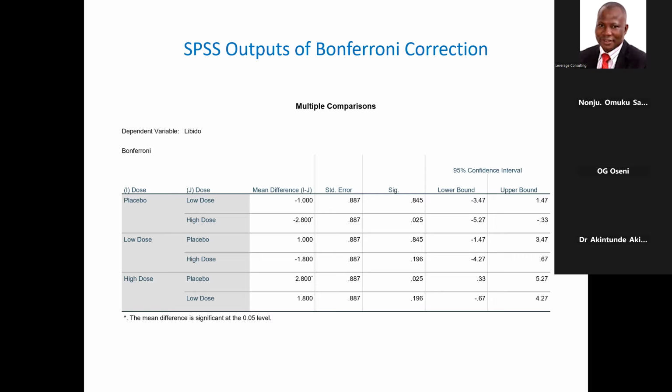But that is where you remove high dose from placebo. If you come to high dose, placebo, where you remove placebo from high dose, it will give you a positive direction, 0.33 to 5.27. Neither of them crosses 0. But if you look at the others, all those that are not significant, like placebo and low dose, it will start with minus and end as plus.